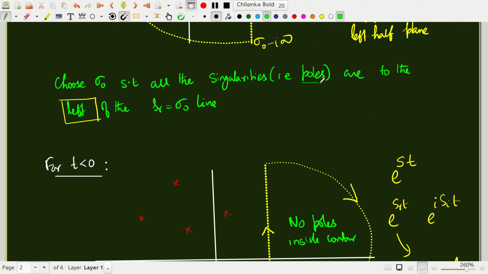What happens for t less than 0? Remember all the poles are here. This is your sigma naught. For t less than 0 you have to close the contour the other way, because t is negative now, and therefore this part will decay only if your s_r is positive on this side of the complex plane. But if you take this contour, there are no poles inside it, so if I integrate over this contour I will get f of t to be 0.